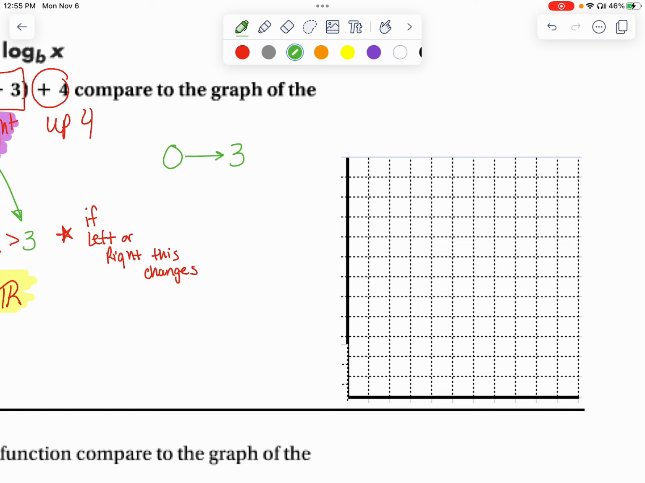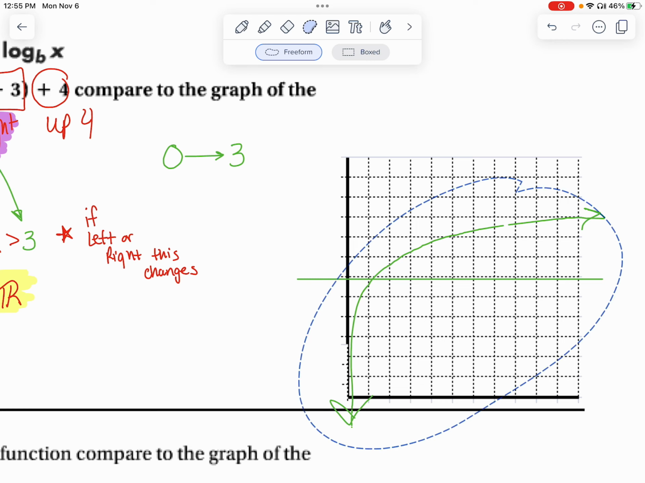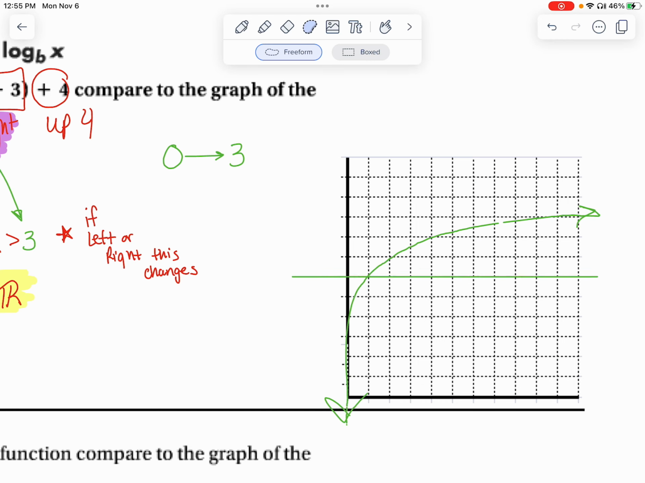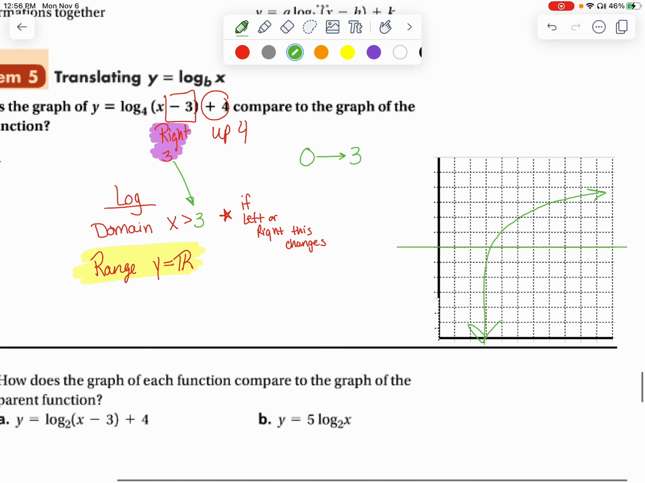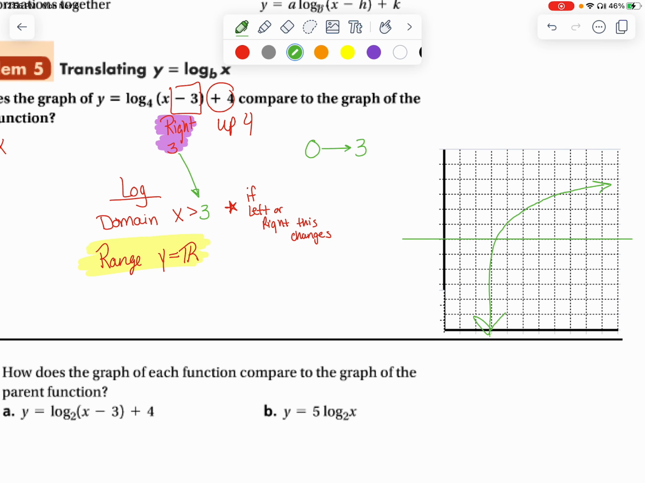So instead of the graph coming and approaching 0 like it normally does, it's going to come over and, instead of 0, it's going to approach 3 like that. Okay? So it's important that you're able to pick out a multiple choice that looks like it actually got moved to the right 3. The up 4 does not affect your range because all real numbers is all real numbers.